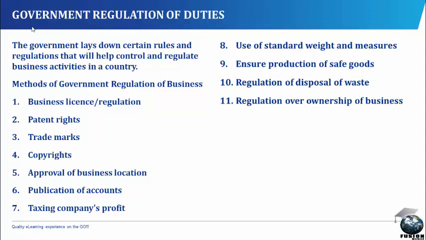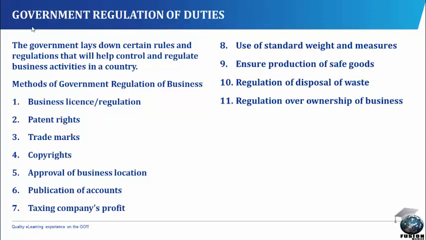Approval of business location. Government can control and regulate business by giving approval for the location of a business enterprise. Sometimes they do this by establishing industrial estates. Publication of accounts. Here, public liability companies are mandated to publish their annual accounts for public consumption. This is to prevent fraudulent practices.